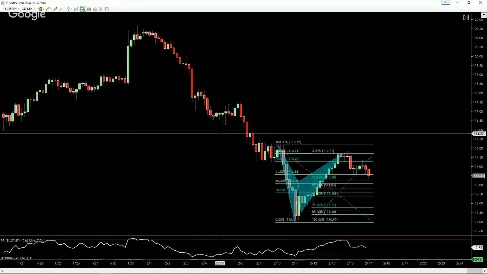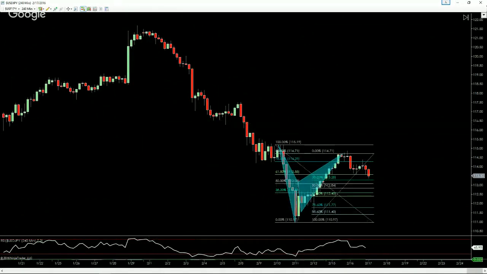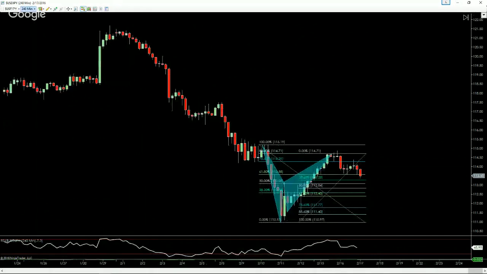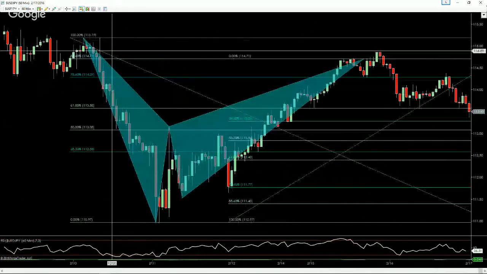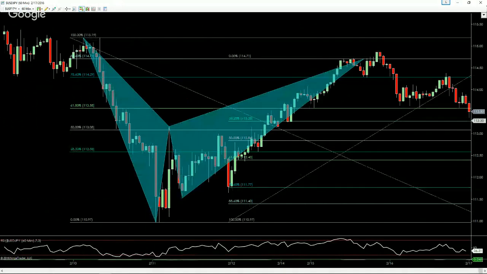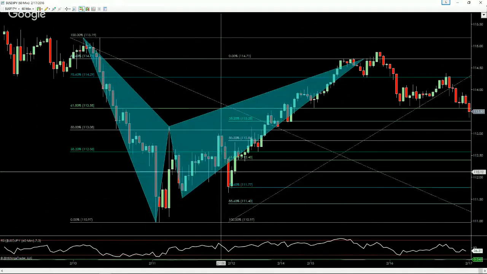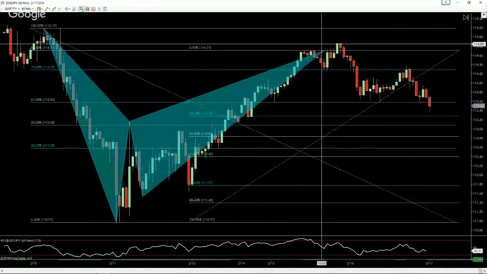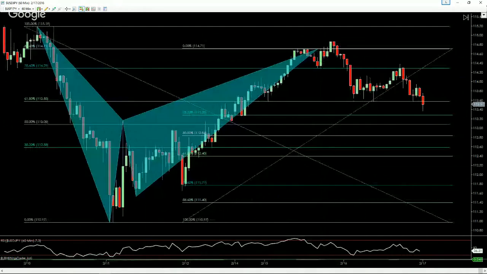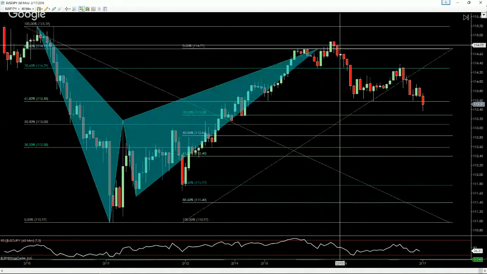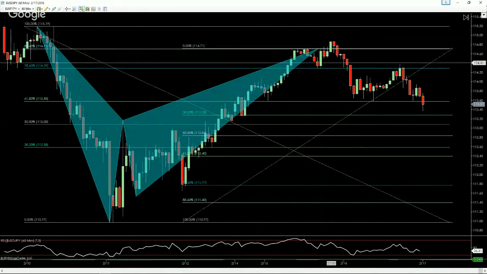Nothing really here on the 240. On that 60-minute, I did have this bat pattern right here that completed, I believe it was Tuesday morning that it completed. And it's still heading down to target ones.